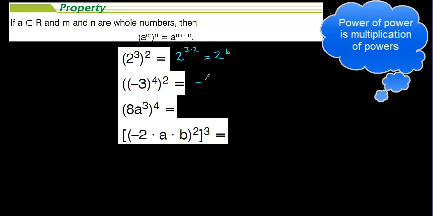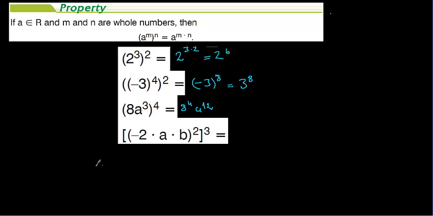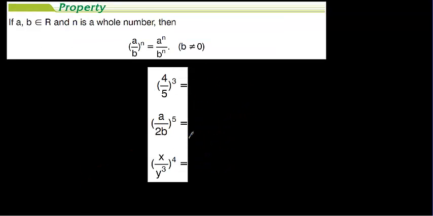Or this one is minus 3 to the power of 4 times 2, which is equal to minus 3 to the power of 8. And when the power is an even number, you can solve the question with a positive answer. Here 8 to the power of 4, and 8 to the power of 3 times 4, it's going to be equal to 12. And the last one is going to be homework for us again.